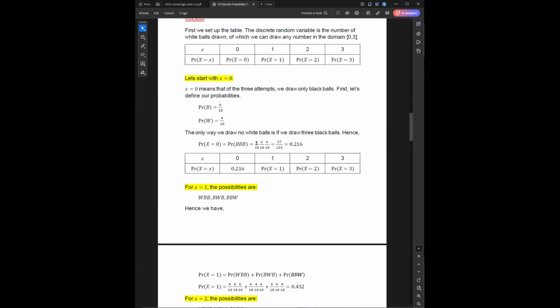But okay, if we only want black, well, we're just going to do black times black times black. The reason why it's multiplication is because it's in the sequence. And that's going to give you 27 out of 125. Or if you're doing decimals and you have a CAS, then you would just do 0.216. Just makes it a bit shorter.